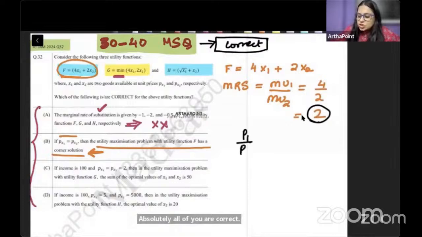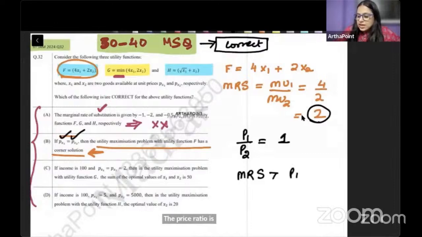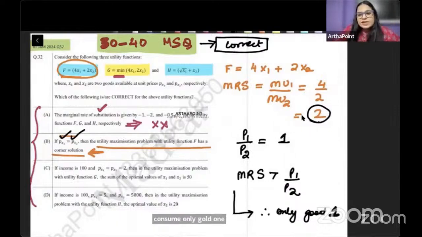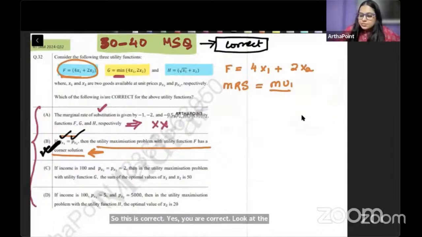And price ratio P1 by P2 is 1. Look, both prices are equal. So price ratio is 1. So MRS is greater than price ratio. Whenever MRS is greater than price ratio, you will consume only good 1. So we can go ahead and say that I will be consuming only good 1 and therefore a corner solution. So this is correct. Yes, you are correct.